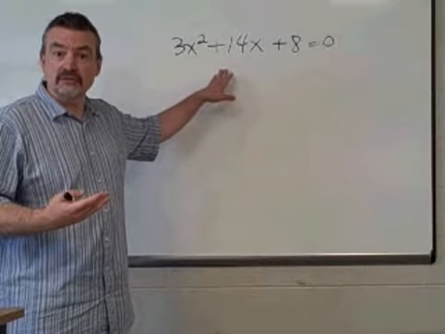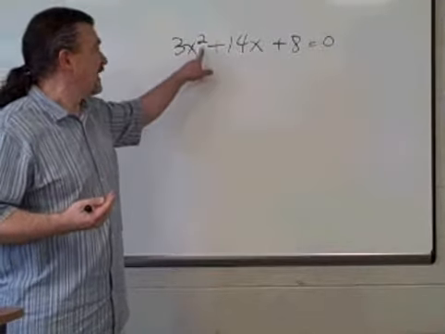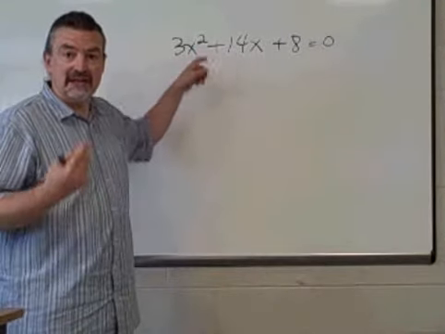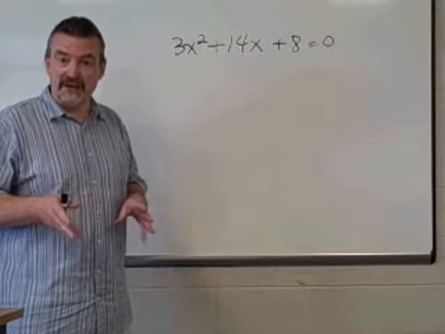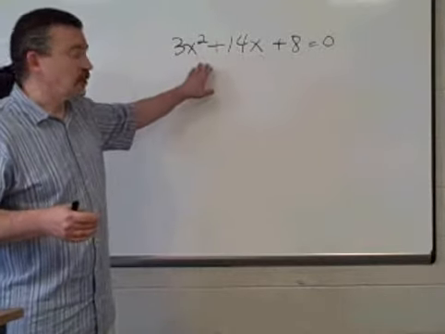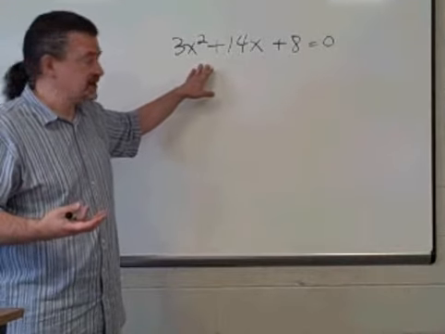Another equation to solve. Let's analyze it again to see what kind of equation we have. Highest power of the variable is 2. That's our quadratic equation. We solve quadratic equations by factoring. The equation must be in standard form before we start our factoring process.